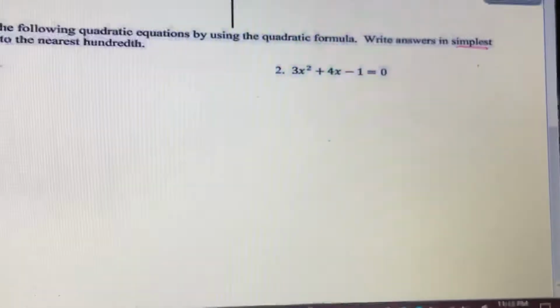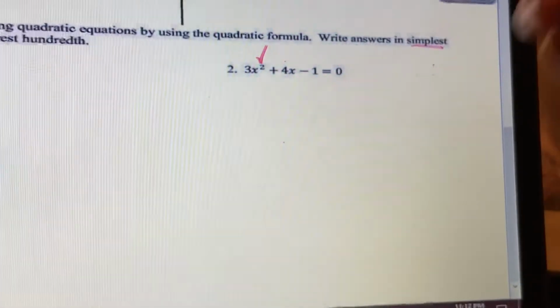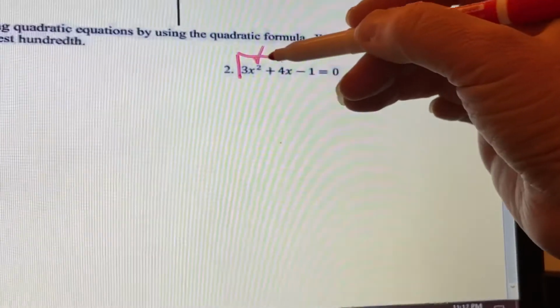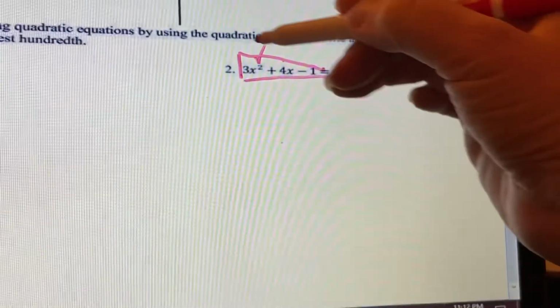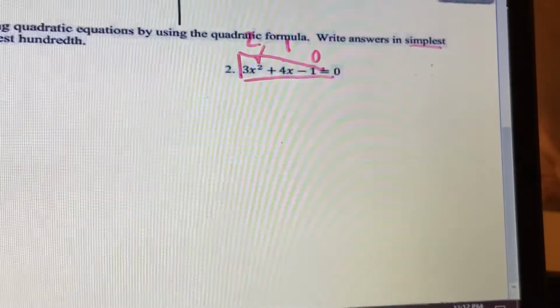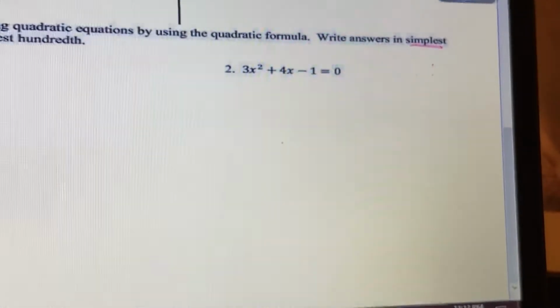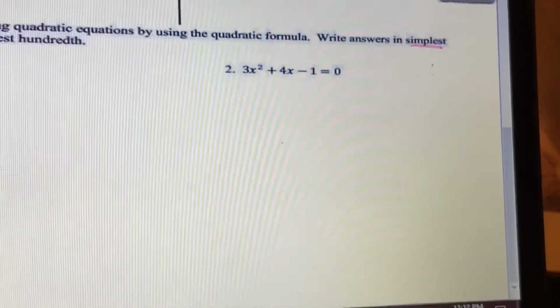Once again, same thing. Make sure it's a quadratic. Check, got it. Is it in descending order? Let's see. Yep. Goes from squared to the first power to the no power. We're good. Then, is it set equal to 0? Check. All 3 things for standard form are done, and it's quadratic, so we can use the quadratic formula.